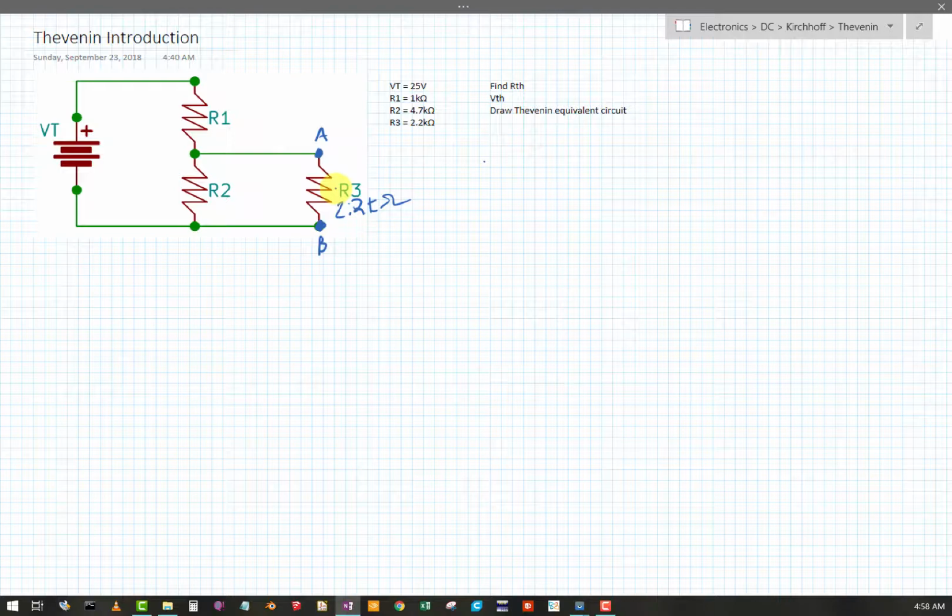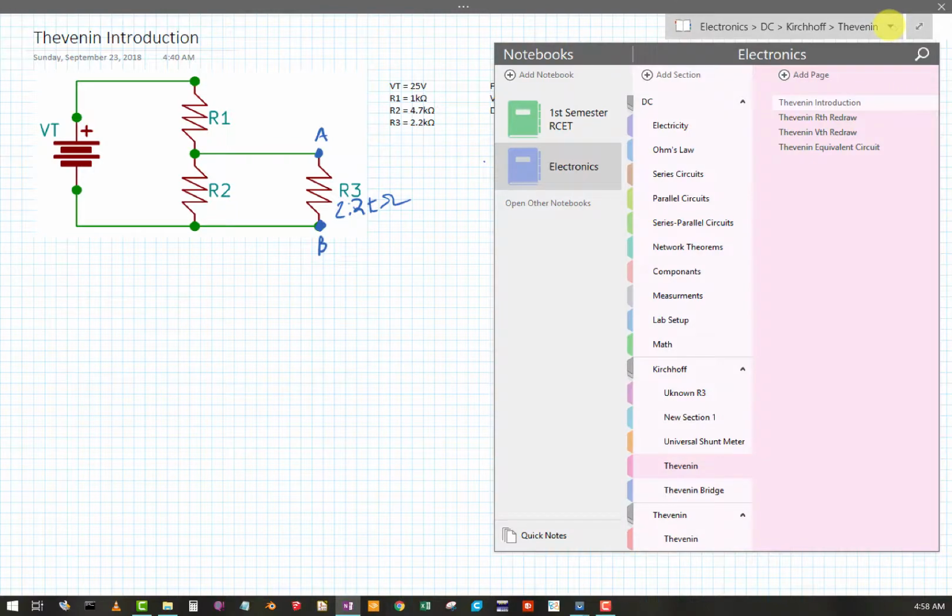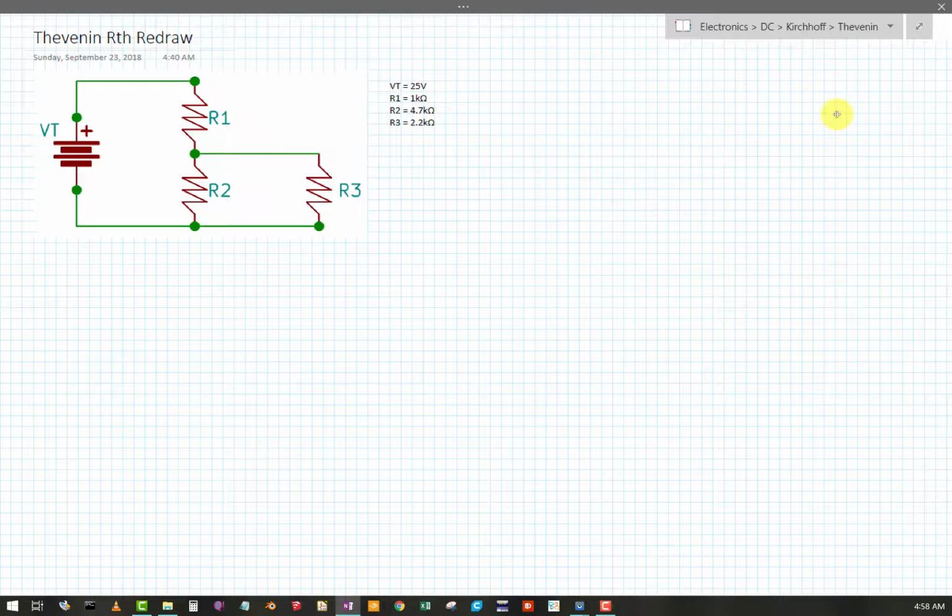So let's go over to a clean piece of paper or a clean sheet and talk about this. Okay, so I've defined my A and B points, and I'm going to use Thevenin's analysis to solve the circuit for R3. On this page, I'm going to do my R Thevenin redraw. Basically I'm going to remove the load from the circuit and pay attention to where the A and B points are. That's where the load was.